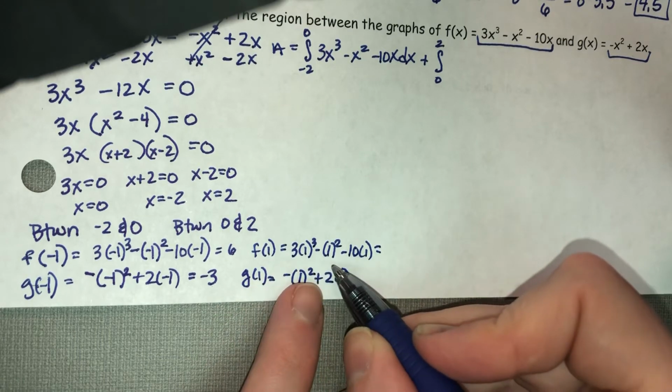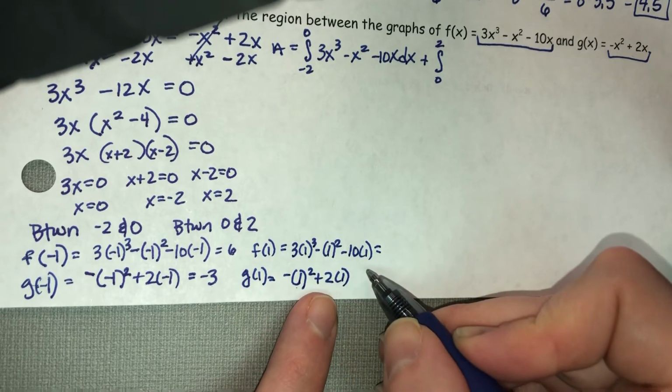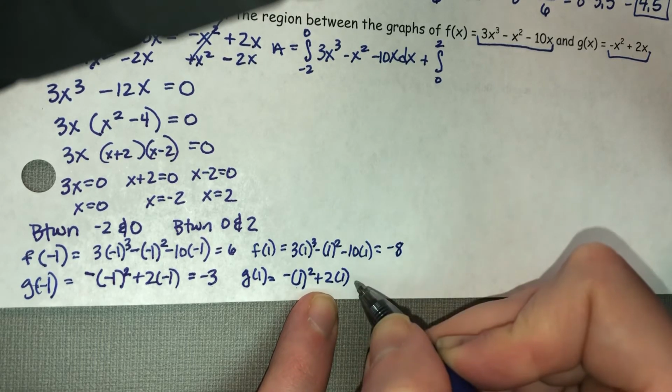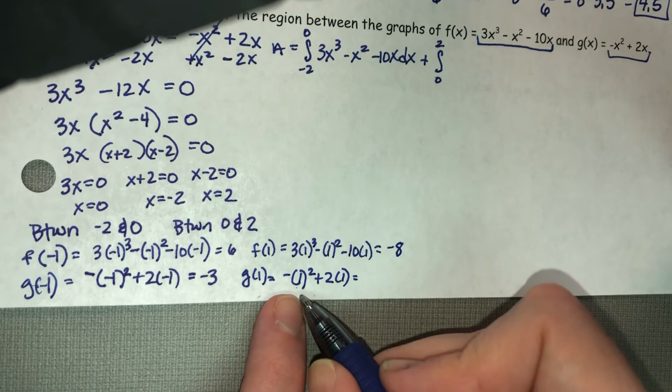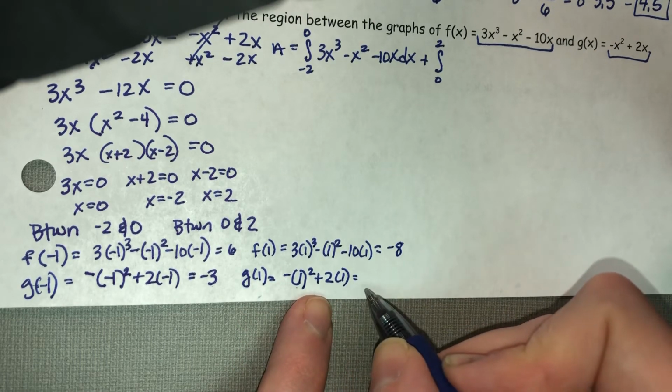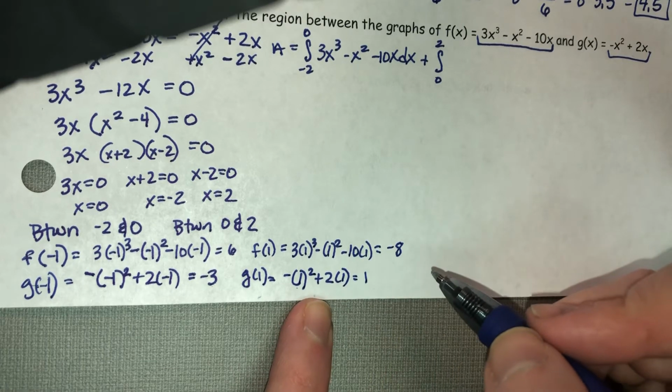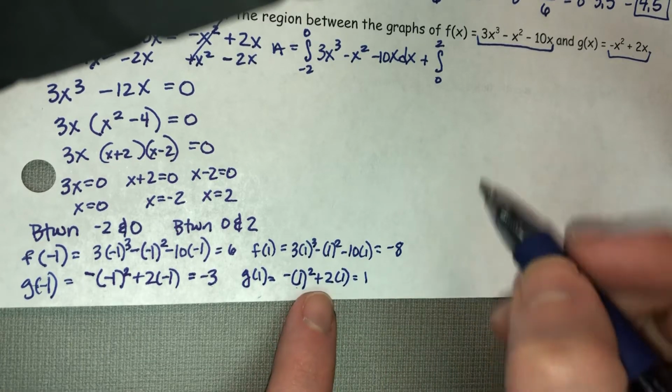So this is 3, take 1 away is 2. 2 minus 10 is -8. And then here we have -1 plus 2, which is 1. So the g function is above, so they did trade places.